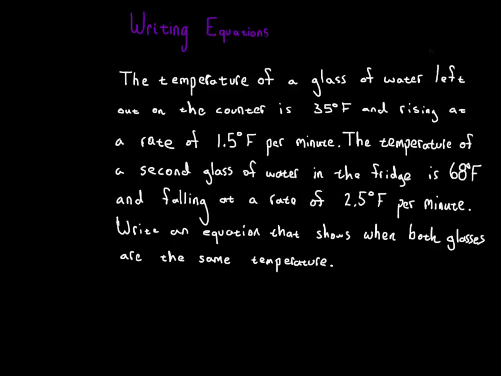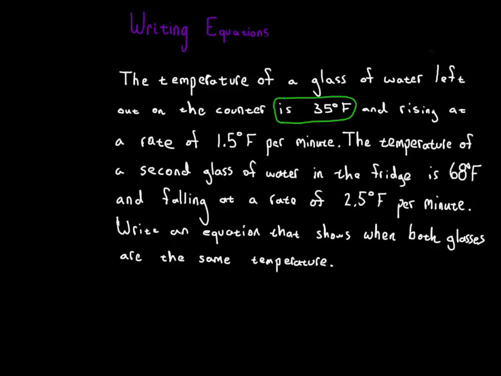The temperature of a glass of water left out on the counter is 35 degrees Fahrenheit and rising at a rate of 1.5 degrees Fahrenheit per minute. The temperature of a second glass of water in the fridge is 68 degrees Fahrenheit and falling at a rate of 2.5 degrees Fahrenheit per minute. Write an equation that shows when both glasses are the same temperature.